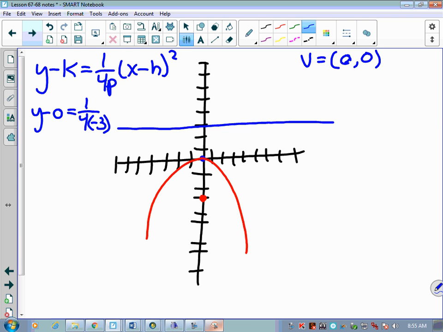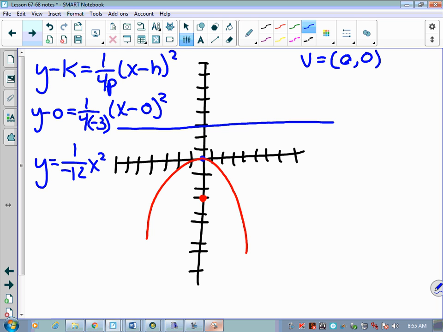I don't know that we did that on our other one. Let's see, on 5, it opened upward, so it was positive. This one opens downward, so it's going to end up being negative. And then we have x minus 0 squared. So that's going to end up simplifying to y equals 1 over negative 12 x squared.